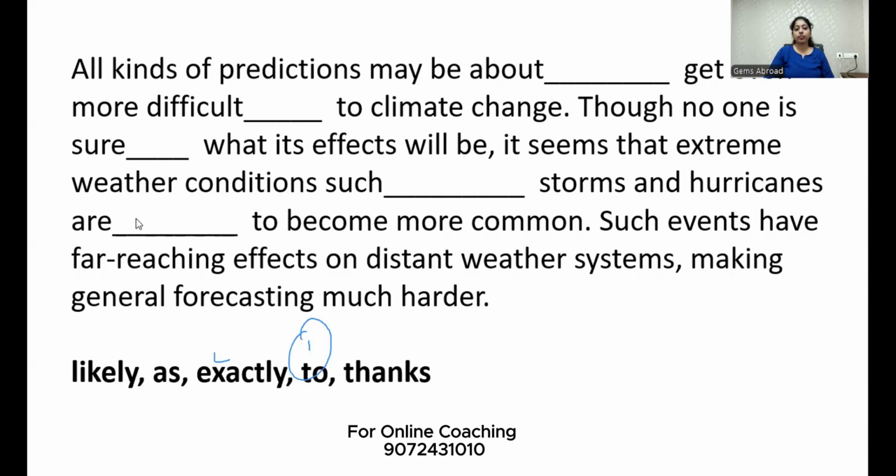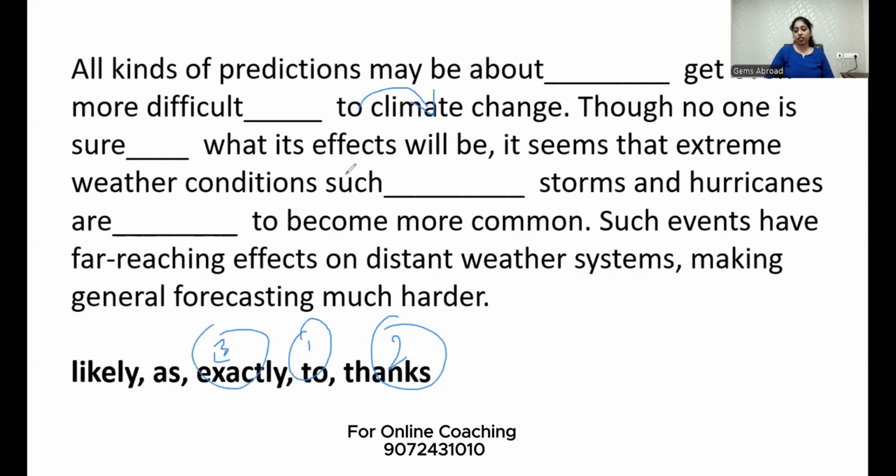Next. More difficult dash to climate change. Something is to. It's like to, it's a preposition. So the answer will be thanks to. Likely to, no. As exactly, no. More difficult, thanks to climate change, though no one is sure what its effect will be. No one is sure exactly what its effect will be.